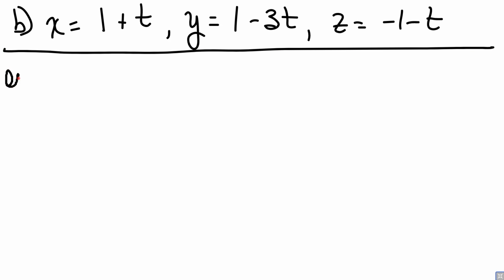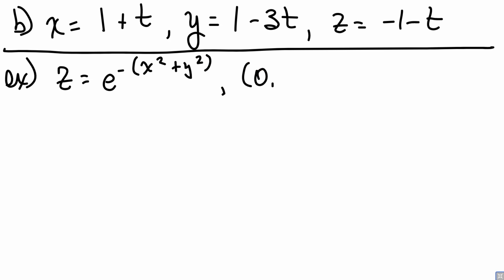All right, next example. Suppose that we are given the equation of a surface, which is defined as z is equal to e to the negative x squared plus y squared, and we're given the point 0, 0, 1. Okay? And we are asked to write an equation of a plane that is tangent to the given surface.